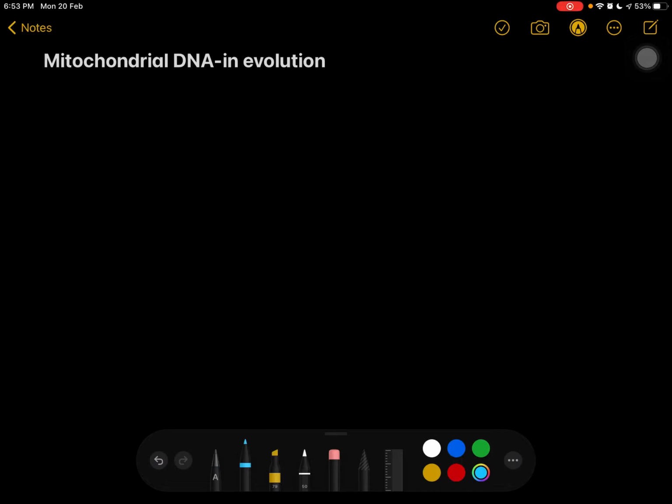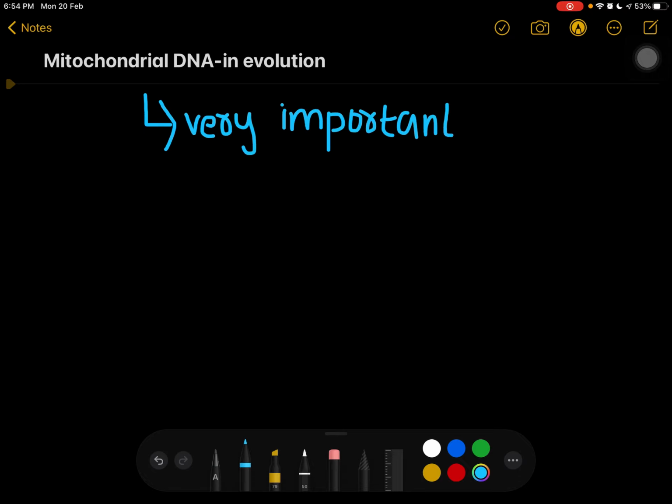So today we will talk about mitochondrial DNA in evolution. Basically, this mitochondrial DNA is very important in evolution, right? Okay, one thing to remember, you guys, is that this mitochondrial DNA arrives from the mother. So in a baby, the mitochondrial DNA has come from its mother, right?